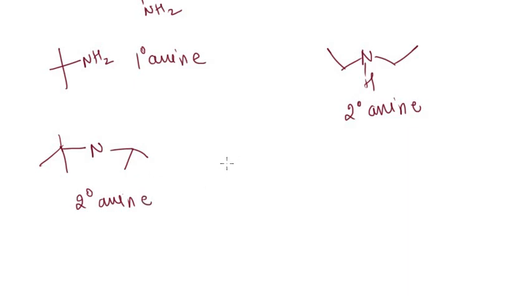Bond line formula we have already seen. I hope you all can understand what it means. This is carbon, this is carbon. Every corner and every bend is carbon. If it is a single line, it is a single bond. Double line means double bond. Triple line means triple bond. Now if I write an example like this, this is a 3 degree amine.